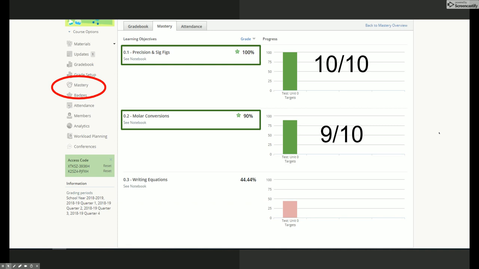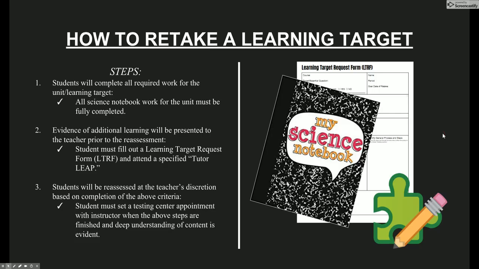And he or she can say, hey, I actually didn't do that bad of a job on two of those targets. So what target really brought them down? Well, it was the writing equations target. This person got a 4 out of 10. So what are we going to do about it? How are we going to fix that?